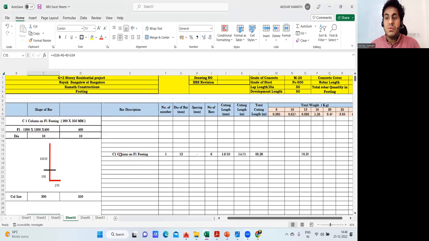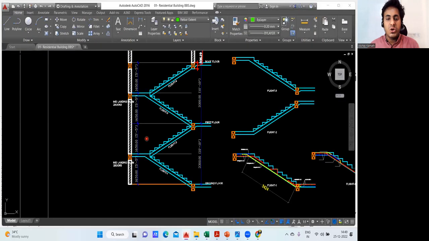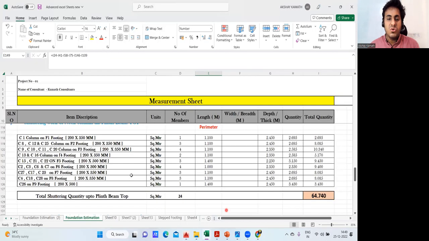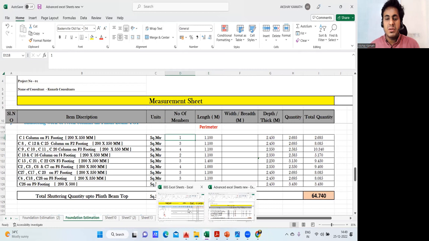Here I've written C1 column, which is resting on F1 footing. So how many C1 columns are there? There is only one. You can even identify that from the drawing, or even in the quantity estimation sheet, where we have written only one. Number of member is one. So that is the reason I've done an input of 1 here.